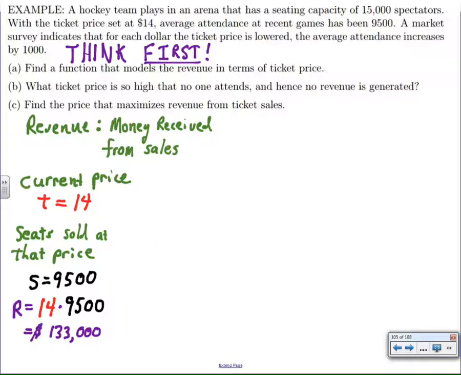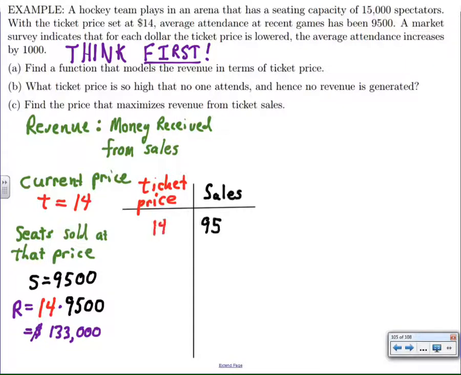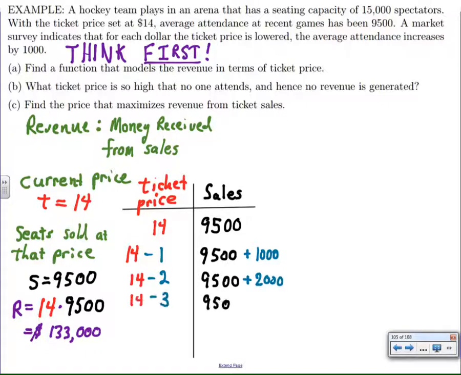So what we can do here is we can now start looking at what that survey says, and the survey says that if we lower the price by $1, we'll get 1,000 more spectators, and that should obviously change our revenue. So the ticket price, again, $14, 9,500. If we do 14 minus 1, that's $1 less, we're going to have 1,000 more people. $2 less, that's going to give us 2,000 more people.